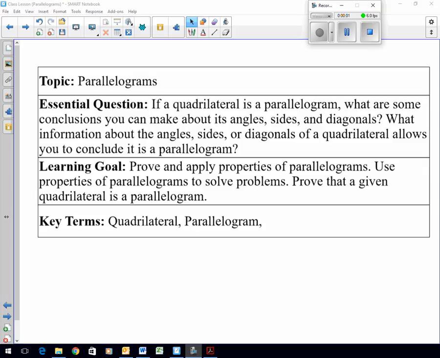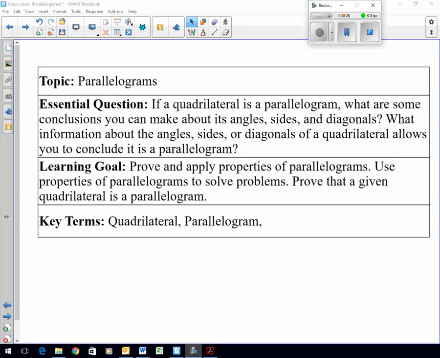All right, so we're talking about parallelograms today. Our EQ: if a quadrilateral is a parallelogram, what are some conclusions you can make about its angles, sides, and diagonals? What's more, what information about the angles, sides, or diagonals of a quadrilateral allows you to conclude that it is a parallelogram? We're going to prove and apply properties of parallelograms.